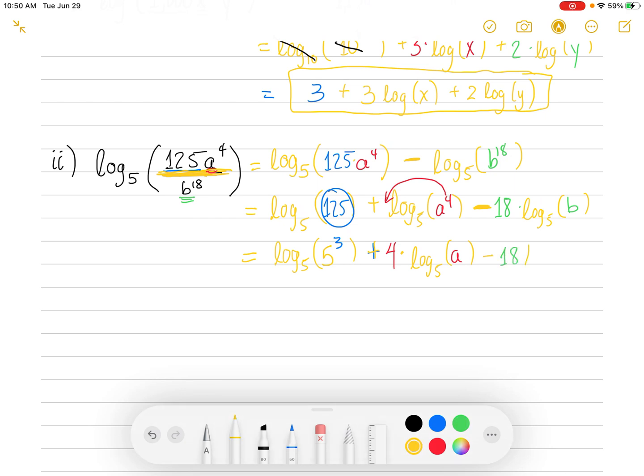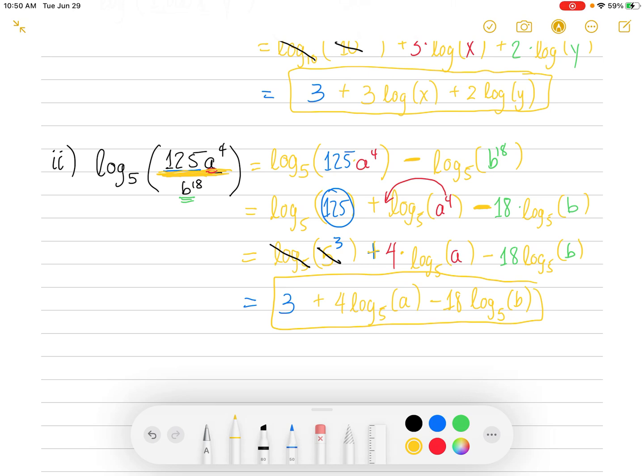If I go to my log base 5 of a to the 4th, I can take this 4th power out front, and that'll be 4 times log base 5 of a. And then we have minus 18 log base 5 of b. Okay, and I can do one more step where I cancel out my log base 5 with my exponential base 5, and I get for an answer 3 coming down plus 4 log base 5 of a minus 18 log base 5 of b. So that's an expansion of the log.